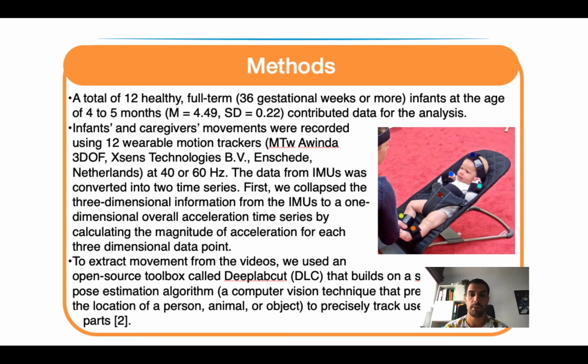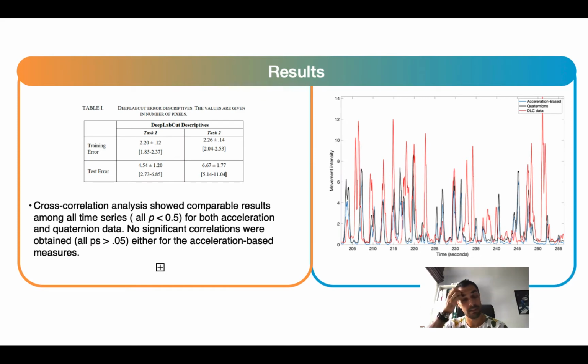To compare with computer vision data, we used DeepLabCut, and we placed those labels in the same location where the sensors were. We used 200 labels, we trained the algorithm for 1 million iterations, and then we got the movement data from that. What we observed is that DeepLabCut, the first thing we see, performs very well in both tasks. There were two tasks.